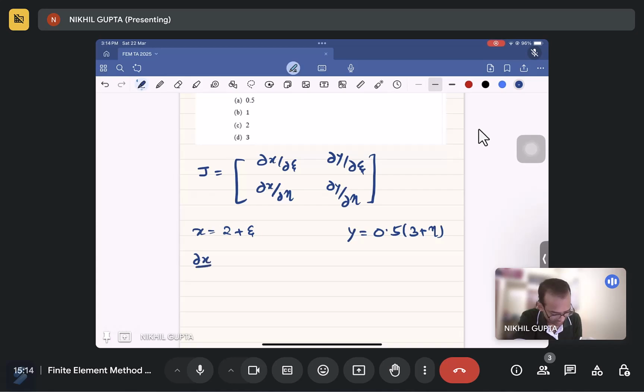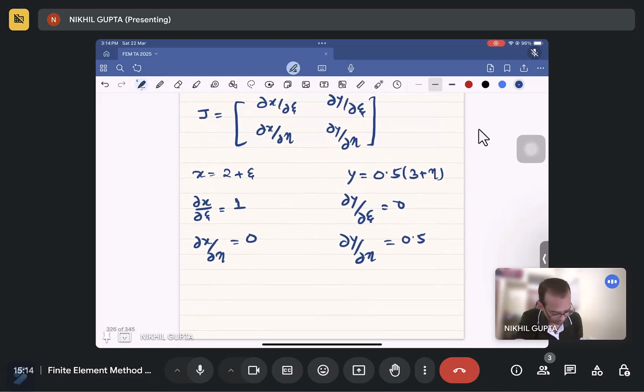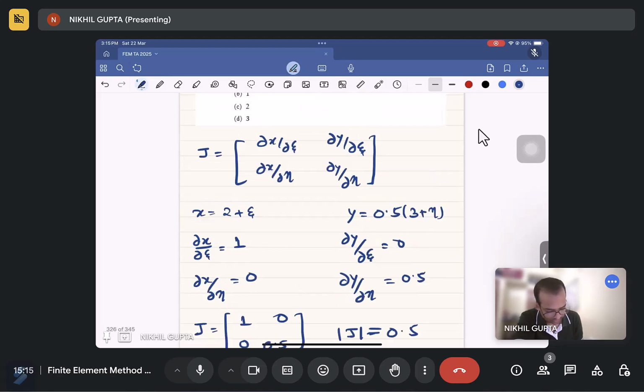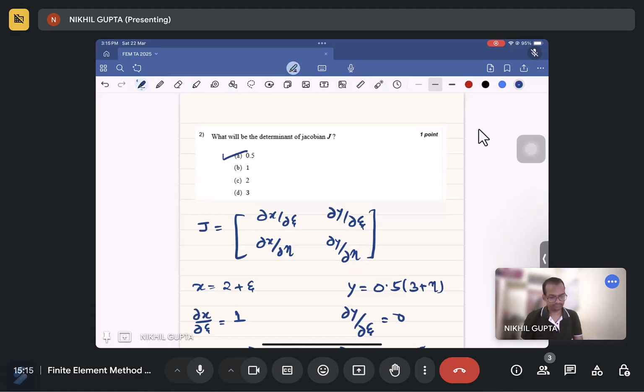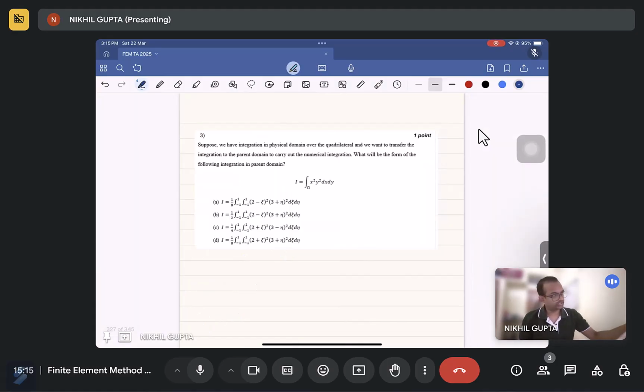So del x by del xi equals 1, del x by del neta equals 0, del y by del xi equals 0, and del y by del neta equals 0.5. I hope this is clear. Now we'll put the values. This will be 1, 0, 0 and 0.5. So when you find the determinant, you will get 0.5. So answer is A. Now the third question.